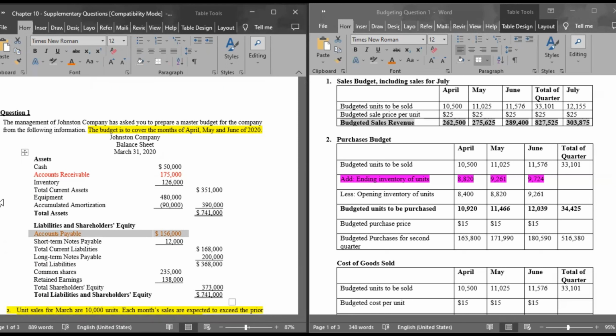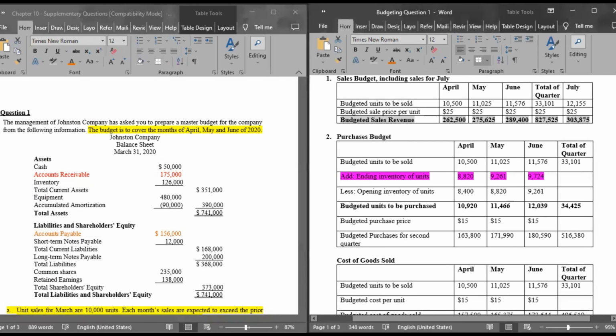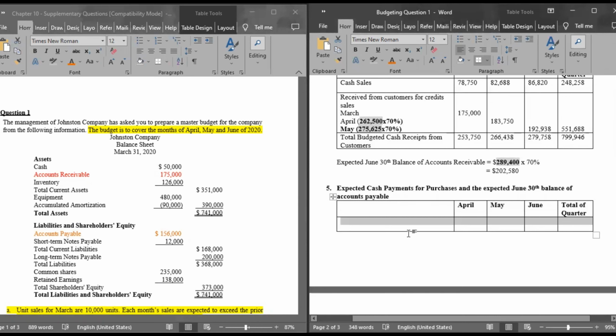Then we will take the April purchases amount and it will be paid in May. Then the May amount will be paid in June, and the June amount will remain as accounts payable at the end of this quarter. So first of all, I will write here that we will pay the amount of March purchases, and the March purchases amount is 1,56,000, which we will pay in April.